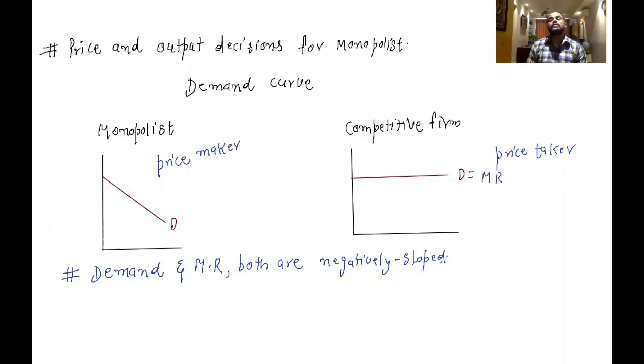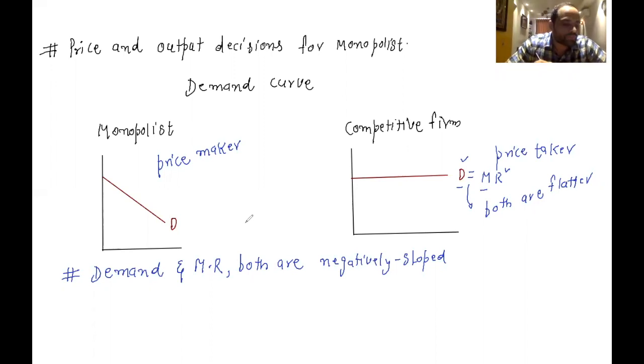Both are negatively sloped, which means your marginal revenue will be negatively sloped, same as demand. Unlike here, where both are flat, both are horizontal. Demand and marginal revenue, right? Here, both are negatively sloped.